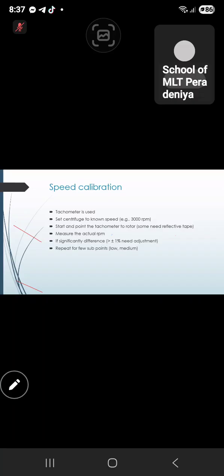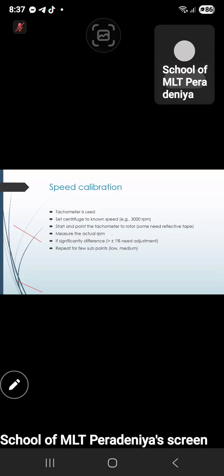So this is done. What we can do is set the speed of the centrifuge and start running it, and we can connect the tachometer, or focus it on the rotor. That tachometer will show the real speed once it comes to a stable speed. And we cross-check the speed shown by the centrifuge and the tachometer. So ideally both should be the same, right?